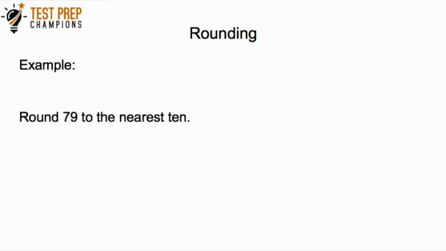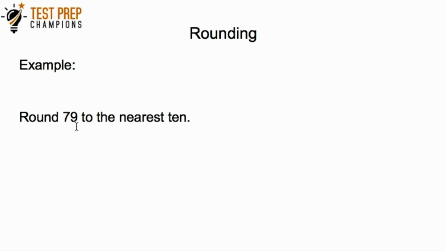Okay, so in this case here, again, it's asking us about the nearest 10. So the first thing I'd like you to do, look at the number. We see 9 is in the ones place, 7 is in the tens place. The question's asking us about the tens, so we want to focus on the 7. Now we want to look to the number directly to the right of it. So we want to look at this 9 here. Now this is a number that is 5 or greater, right? 9 is greater than 5.